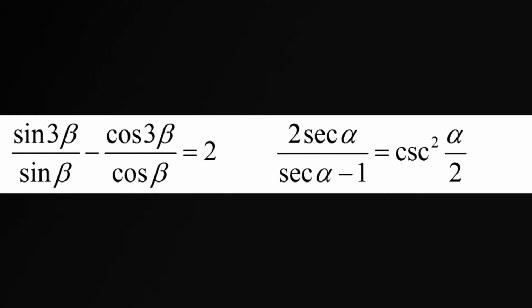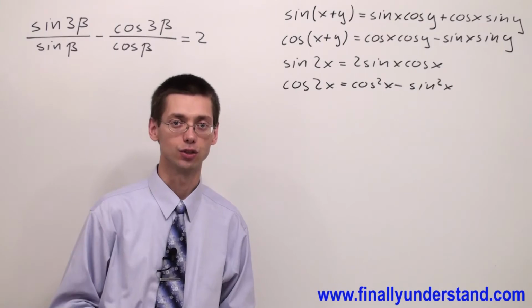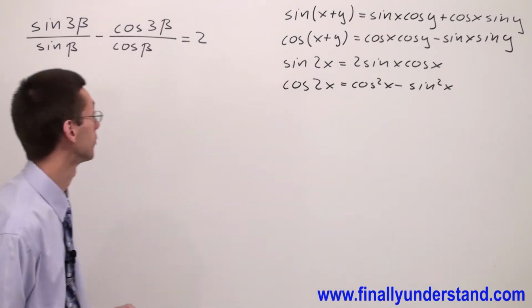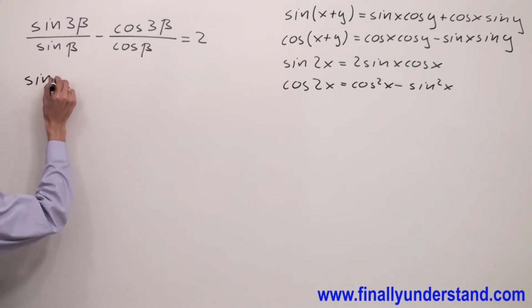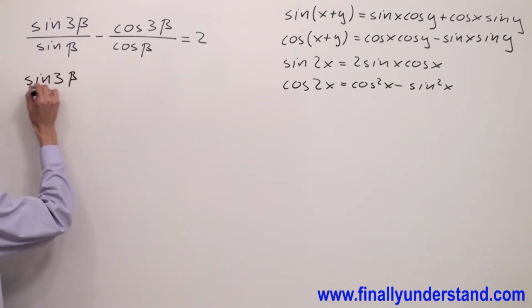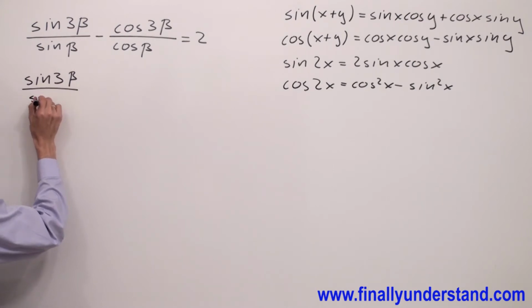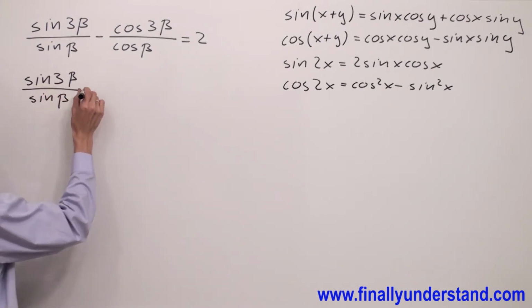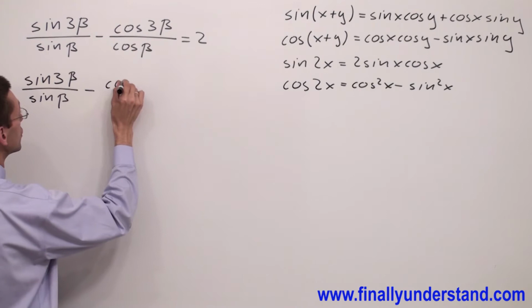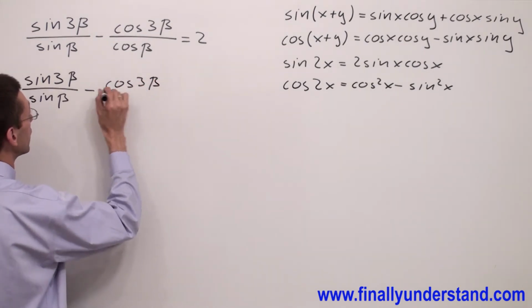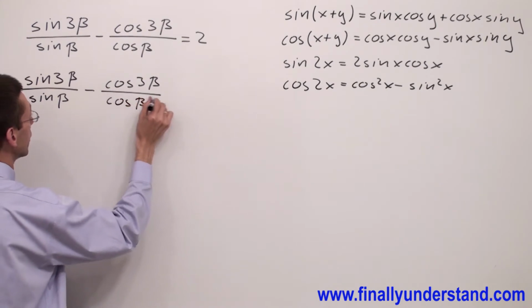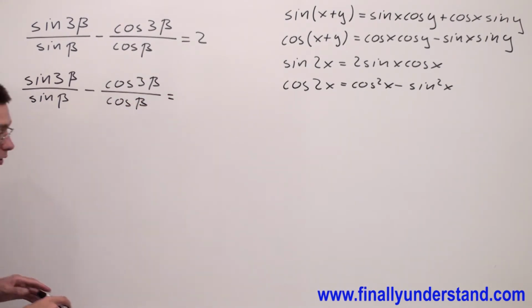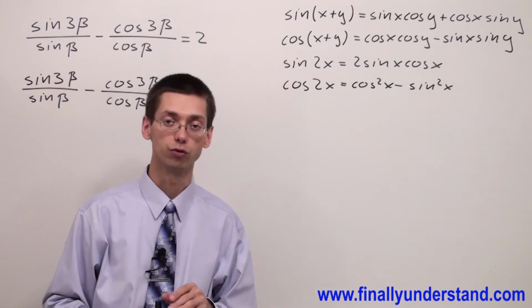Let's take a look at this example. I'm going to start proving that the left side is equal to the right from the left side. We have sine 3 beta over sine beta minus cosine 3 beta over cosine beta. Please notice that we have subtraction of two fractions.